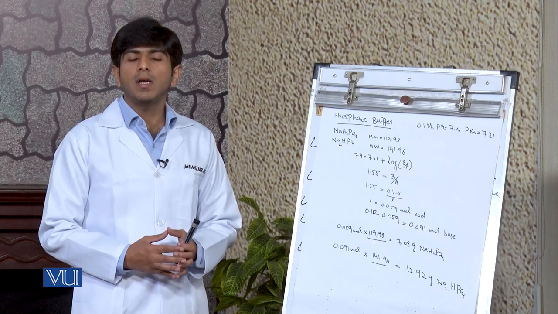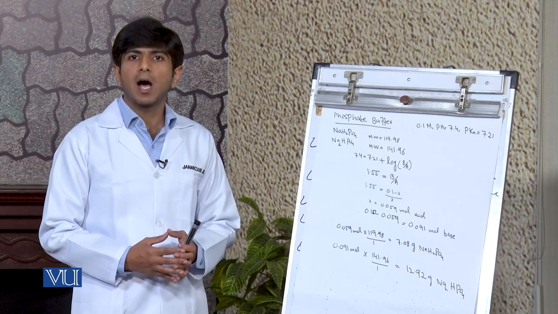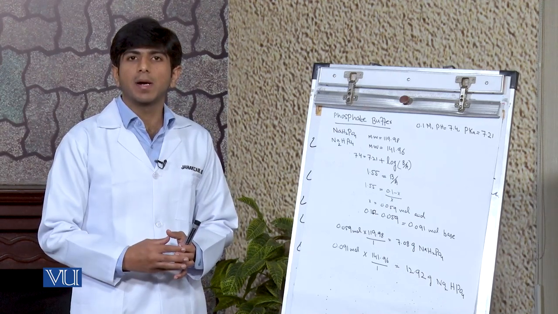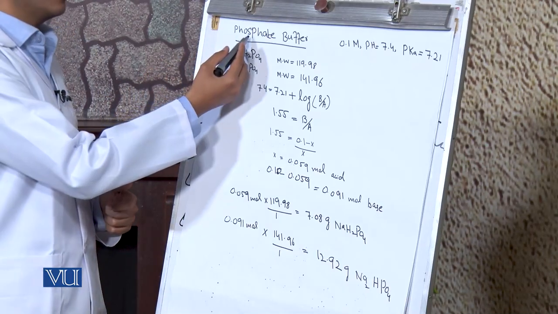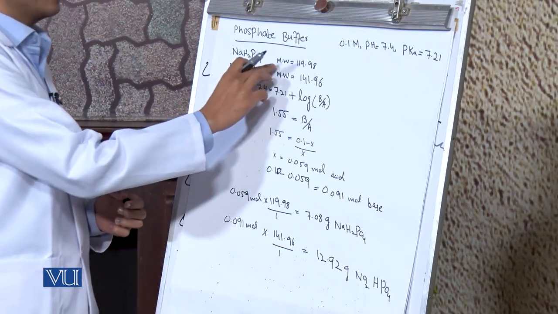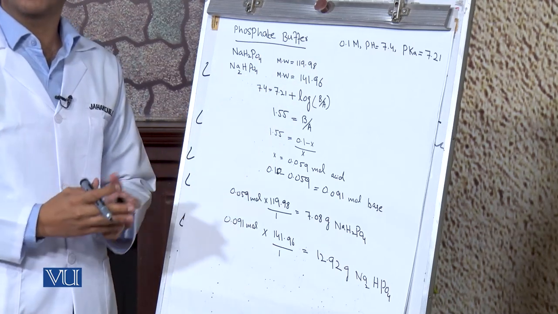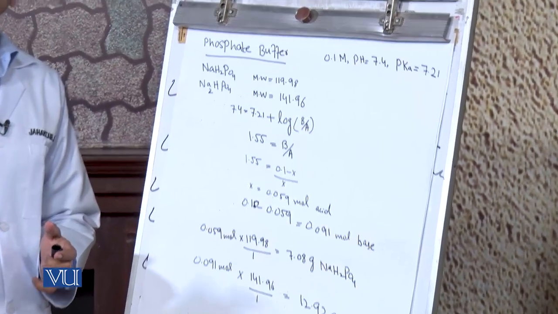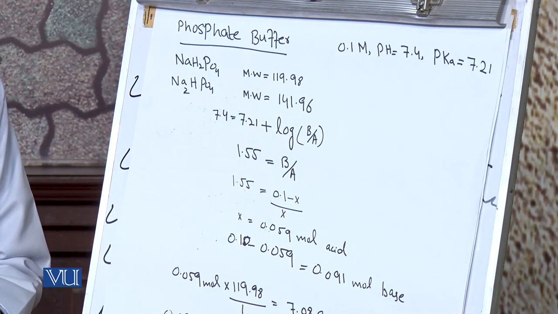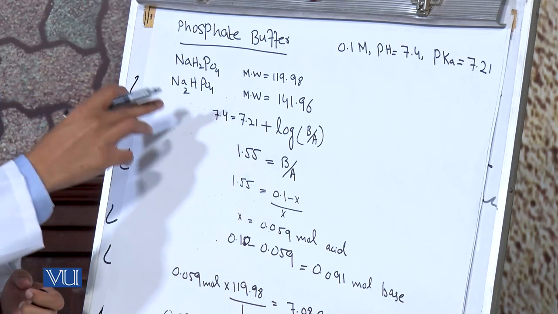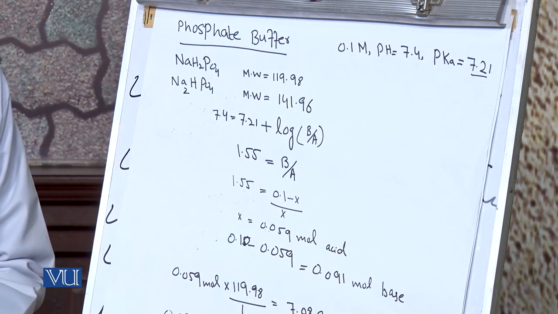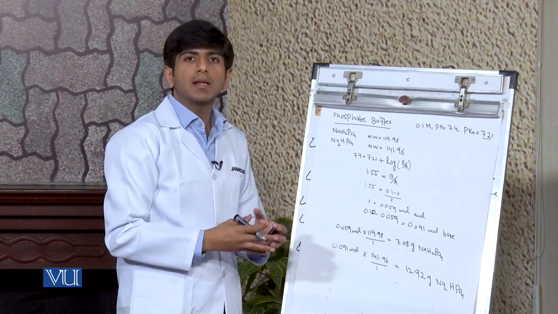Let's have a look at the preparation of phosphate buffer, and how to do the calculations before going to the experiment. For phosphate buffer, first of all, we have sodium dihydrogen phosphate, and its molecular weight is 119.98 gram. Similarly, for its salt, disodium hydrogen phosphate, the molecular weight is 141.96. We know the dissociation constant value, which is 7.21.